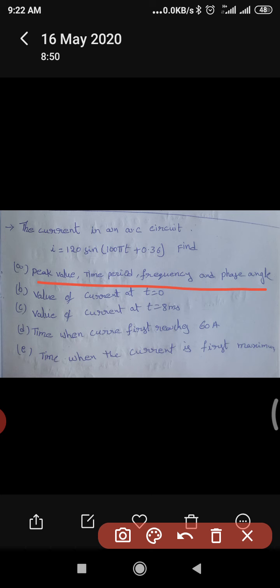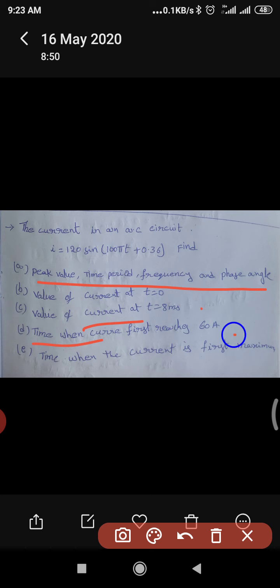Here we have to find out how much instantaneous current there is at 8 milliseconds. And (d) is the value of time when the current reaches 60 amperes. That means here we have to calculate the time, whereas there we have to calculate the current. That means there t is given, and we have to calculate the current.